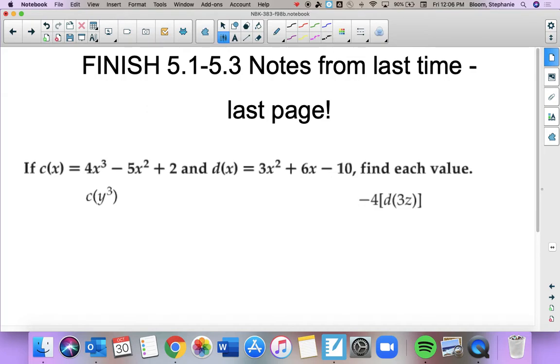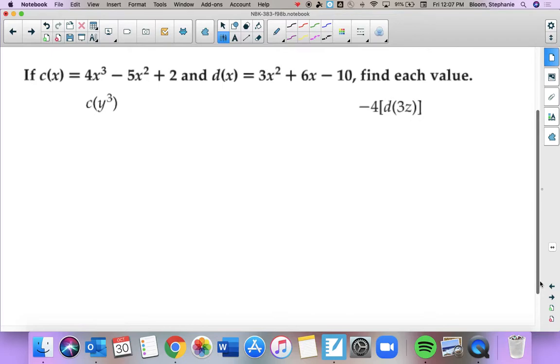So the ones at the top are pretty simple, like I'm asking you to evaluate f of 2. So we know when we say evaluate, just to make sure we're clear, everybody knows that means I take that number and I plug it in to the function. Okay, so we're just going to look at this, which is more like what you're going to be asked to do. I want you to evaluate c of y cubed. So I'm going to take the y cubed and plug it into my c function everywhere that I see an x.